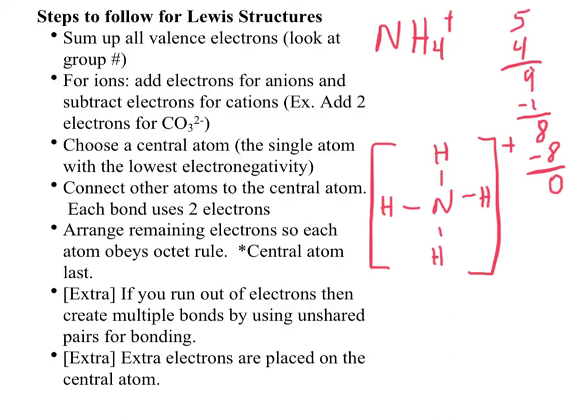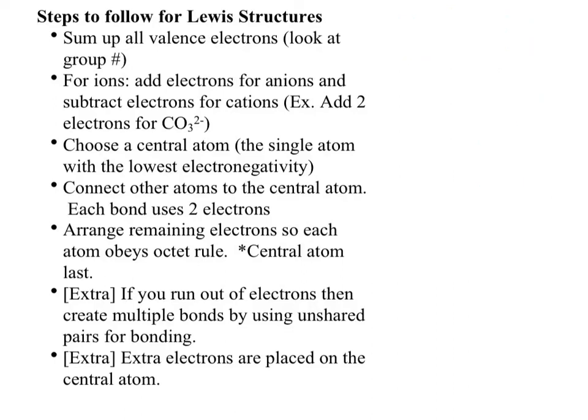Now let's erase what we have so far so we can take a look at another example. For our last example, we're going to be doing the cyanide ion. The cyanide ion is CN-1. So let's count up the valence electrons. Carbon's in group 4, nitrogen is in group 5. That gives us 9 electrons. But the charge of -1 is going to have us add 1 more electron, so that gives us 10 electrons total.